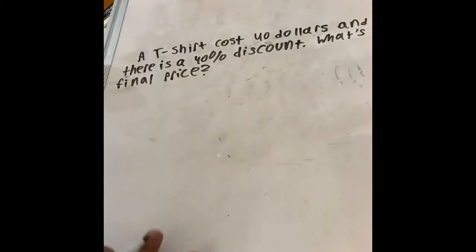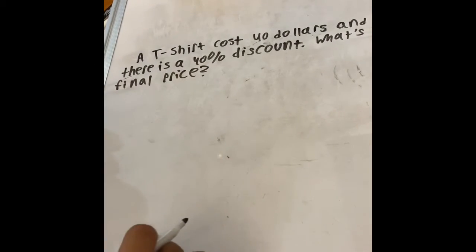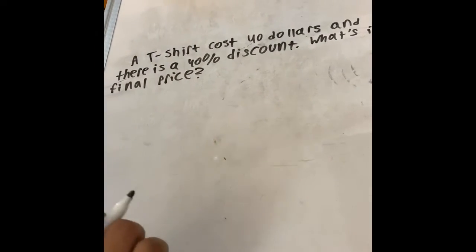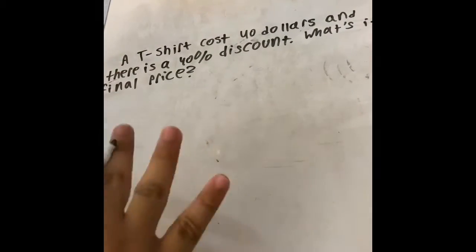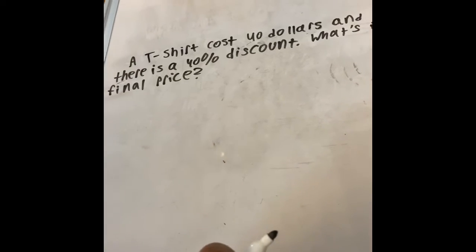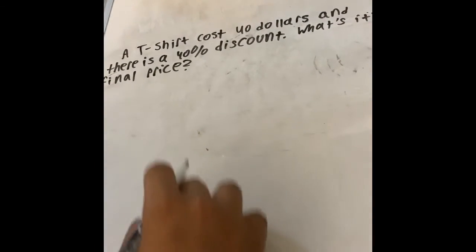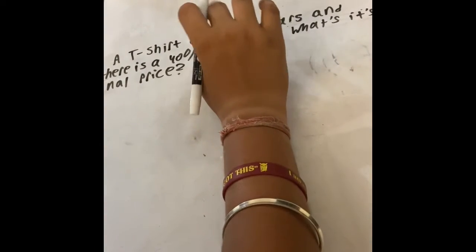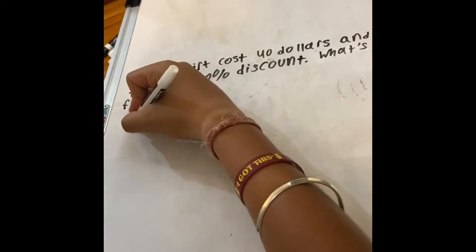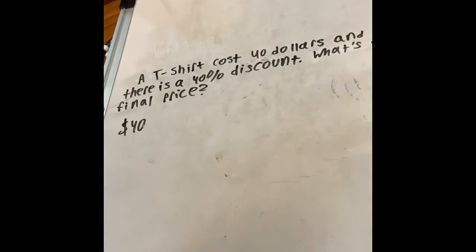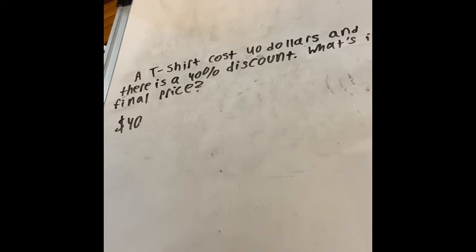So now we have a question. A t-shirt costs $40 and there's a 40% discount. What's its final price? I'm going to go over two ways on how to solve this. First is the traditional way, and the second is the simplified way. So first of all, there's a t-shirt that costs $40, and there's a 40% discount. What is its final price?